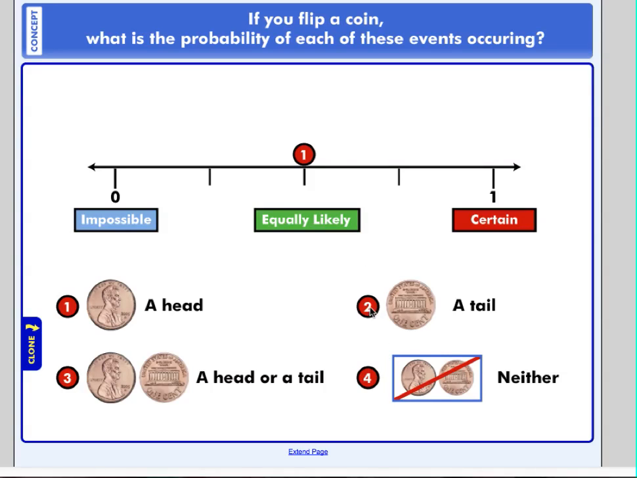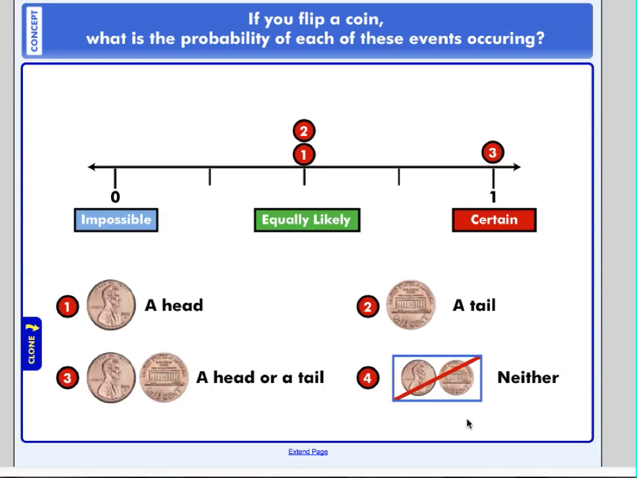So likewise, getting a tails would be equally likely as well. How about a head or a tail? You know that it has to be one or the other, so it is certain that you will get either a head or a tail if you flip a coin.